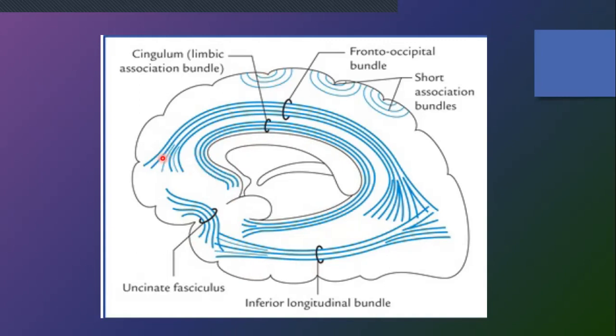Okay. Then we have the frontal occipital bundle here, which, as the name suggests, connects the frontal lobe to the occipital lobe. Then we have the superior longitudinal bundle, which will lie superficial to the frontal occipital bundle. So the frontal occipital bundle and the superior longitudinal bundle interconnect the same areas. They are only separated from each other by the internal capsule. We will look at that. But these are the long association fibers.